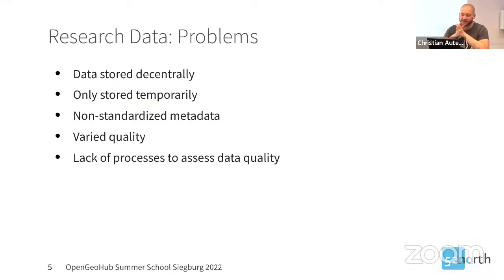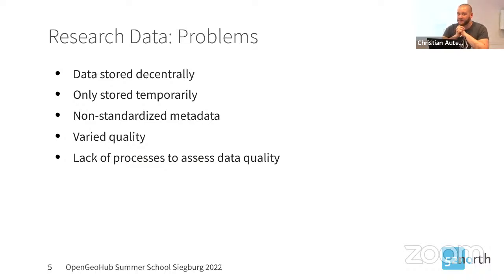Currently, there are problems for research data. The data is stored decentrally. So if a researcher shares this data, it's on their private server, on the server of the university, the server of the research institute or whatever. Most often only temporarily stored. I don't think you will find research data from 10 years ago, at least not most of it.